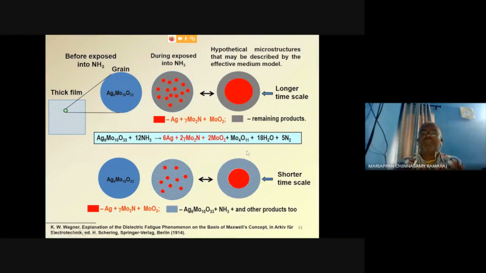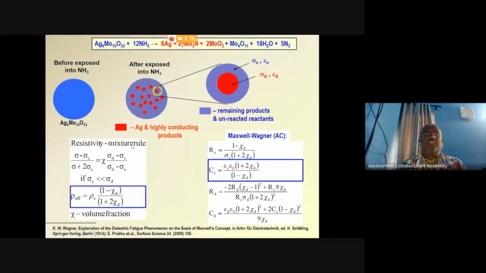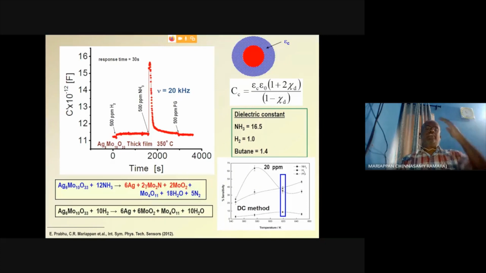Because of these mixed phases, we can apply the mixing rule. From that we can calculate the resistance, and then with Maxwell-Wagner theory, we can calculate the capacitance. Because of these mixed phases, mixed dielectric constant and resistive layer, these changes are happening. Here we did the same thing. We fixed a particular frequency and probed the resistance as well as capacitance. You can see strong changes in the capacitance as well as the resistance.